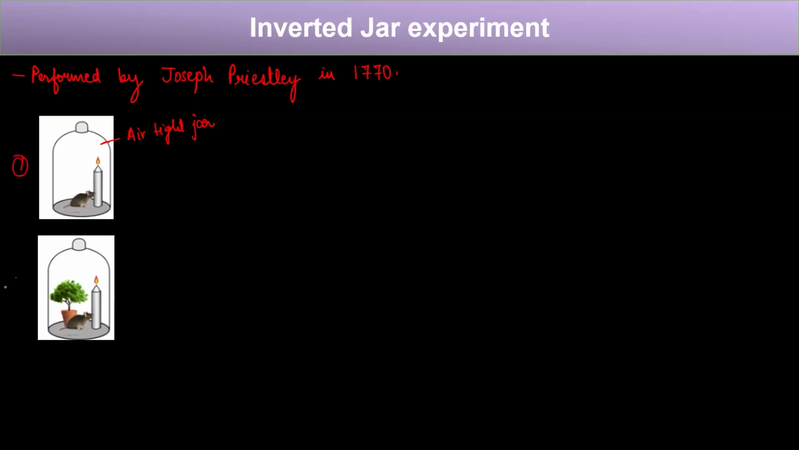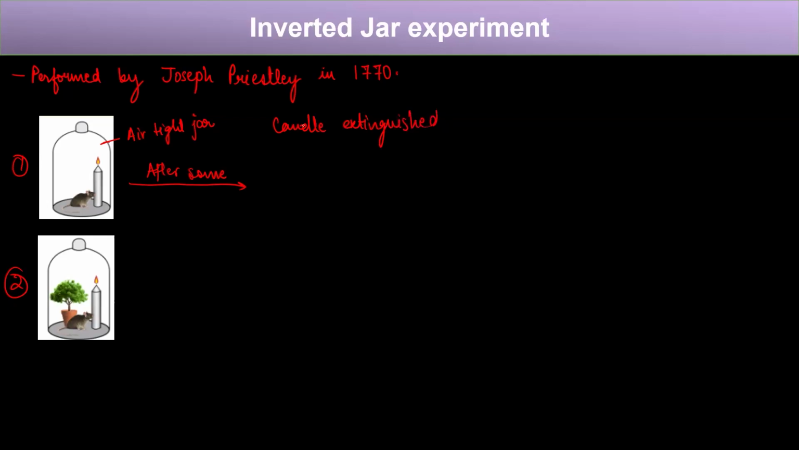So the first experiment and the second experiment. Now let's talk about the first experiment. So in the first experiment, what happened? He kept a mouse and a burning candle inside the jar, and he kept it for some time. After some time, he observed that the candle stopped burning, which means the candle was extinguished.